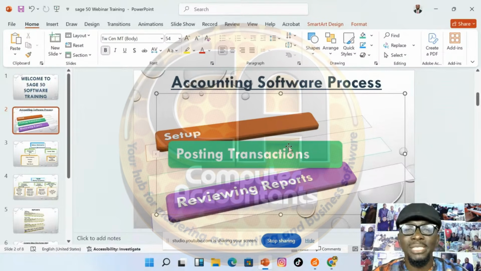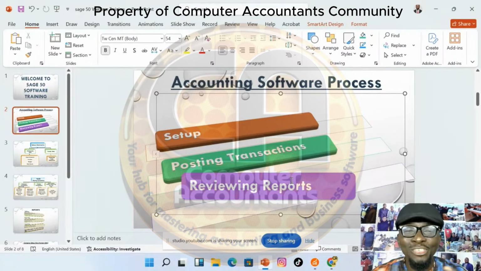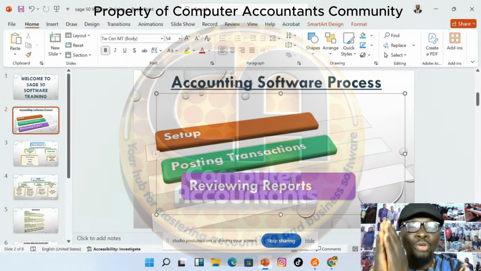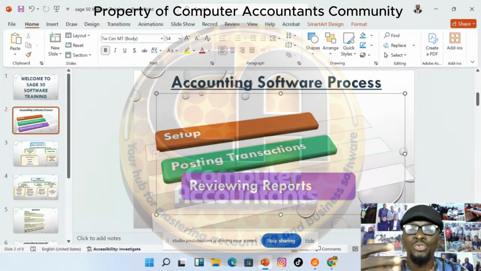Then at the end of the day, the software will produce reports for you. The essence of the software is to help you generate accurate financial reports, or near accurate financial reports, in real time, immediately. So you don't need to wait for 30 days for your accountant to produce a report. I don't need to wait for the next 1 week, the next 20 days. I can have my report right now as a business owner.